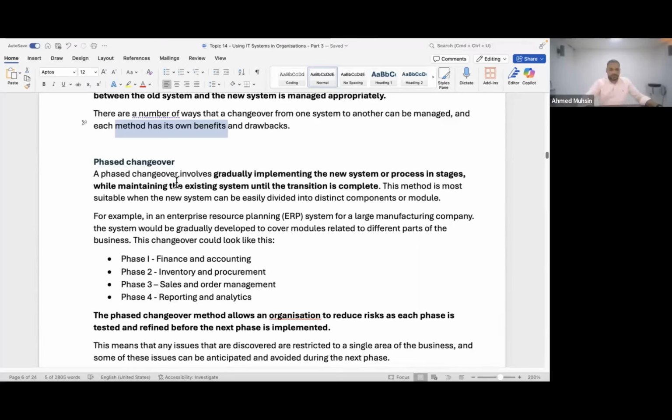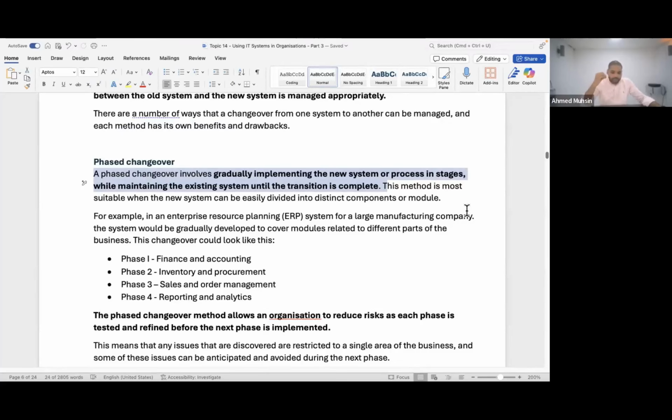Okay, can you guys read it now? Read it to yourself. It involves gradually, slowly by slowly, implementing the new system in stages while maintaining the existing system until the transition is fully completed. So here you apply the new system only to one particular department. All the other departments are still using the old system. Sounds good? Right, keep reading it.